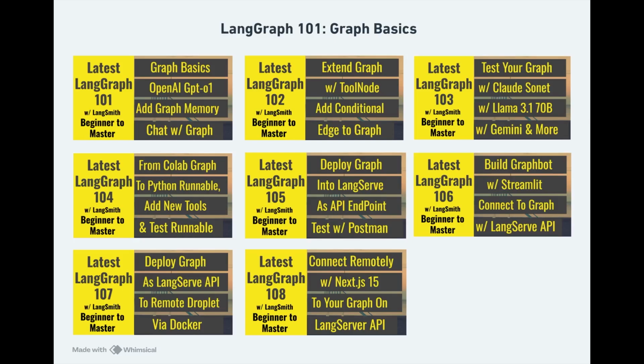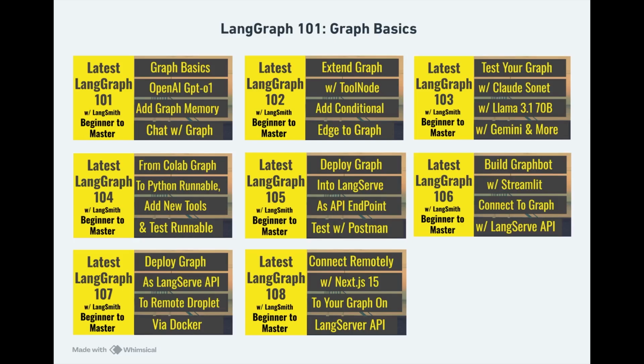Session 103, this is where we will test our graph against multiple different AI models. Session 104, this is where we will take what we built and tested on Google Colab and turn that into a real Python runnable app and test it on desktop.